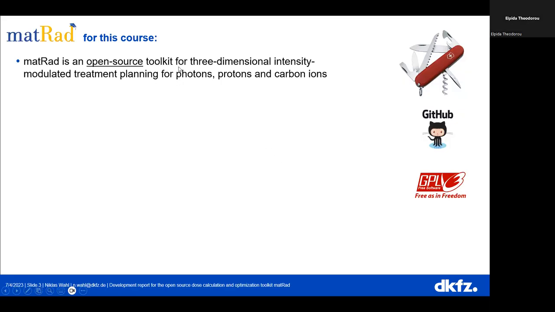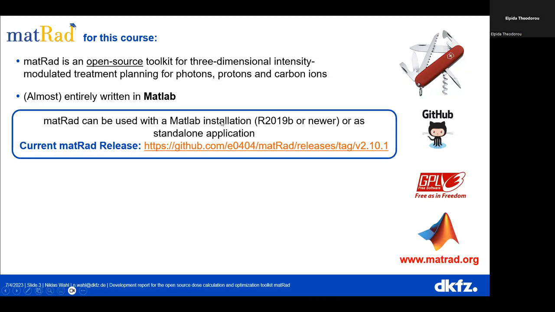And with this, we call it a toolkit for 3-dimensional intensity modulated treatment planning for photons, protons, and carbon ions. And it's written in MATLAB. And I have to admit, back then when we started this was a good decision. Now when we're running so many educational events with it, it's not always the best idea because installation is quite clunky. And there are basically 2 ways to now run MatRad.